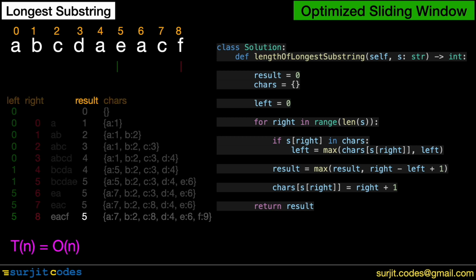Let us discuss the time complexity. There is only one loop over n and each of the 3 statements within it run in a constant time. So the time complexity is of the order of n. The result and the 2 pointers take constant space. Size of the dictionary depends on n, which is the size of the input string, or m, which is the size of the character set. So the space complexity is minimum of m and n.